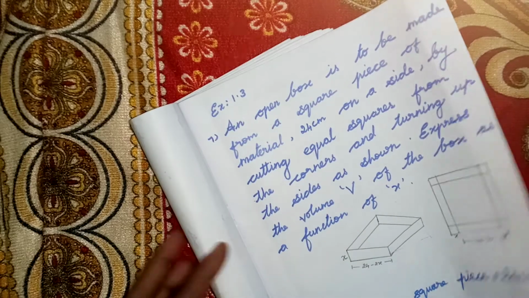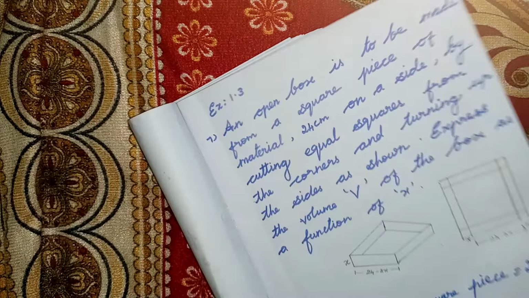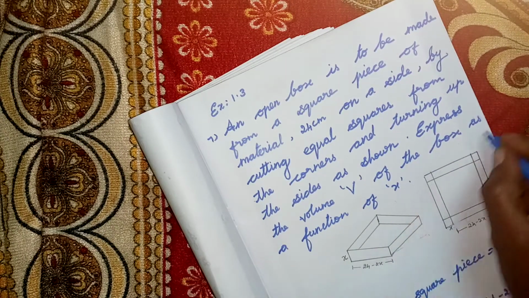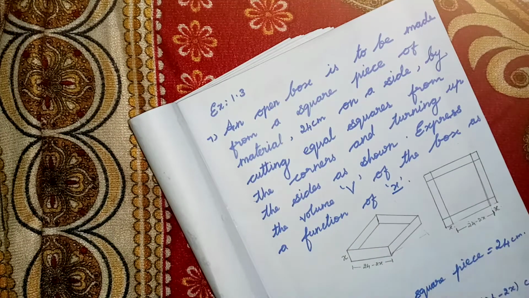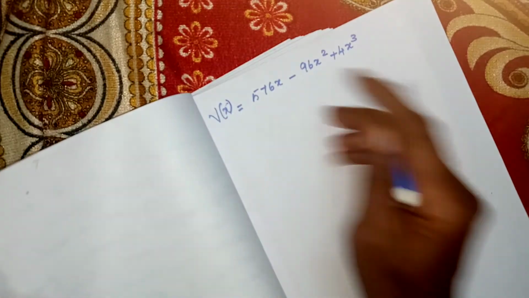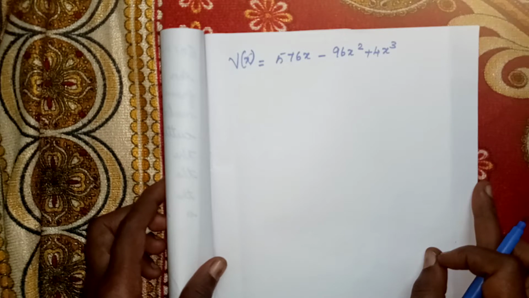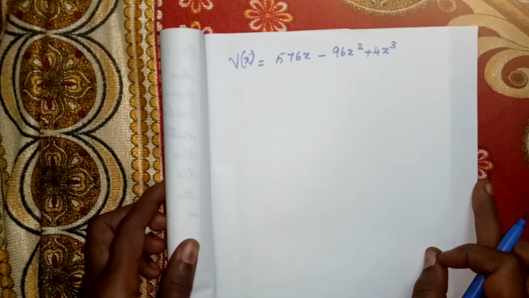Okay, here the volume of the open box, V of x. Okay, the box is a function of x. So the volume of the box V of x is equal to 576x minus 96x square plus 4x cube. Have you understood, students? Okay.